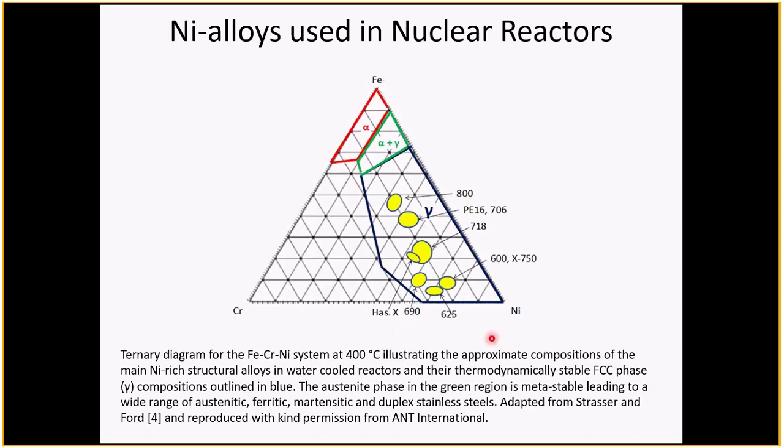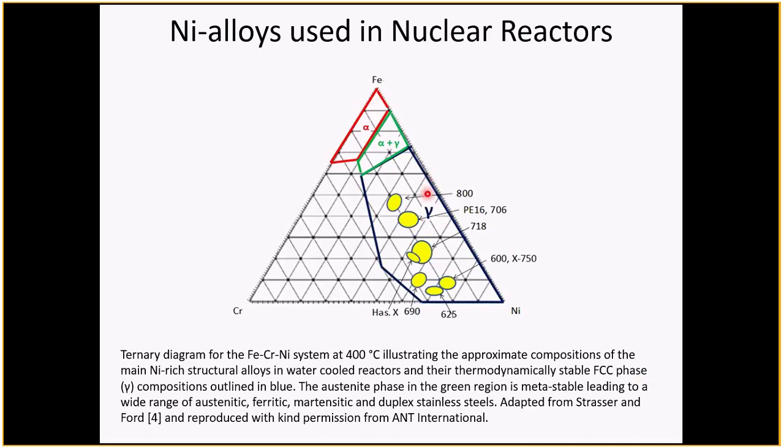Now on this phase diagram, the areas marked out in blue denote alloys which are primarily gamma phase alloys. So other than a few precipitates, their main phase is a single phase. And the gamma in this case refers to the FCC phase.